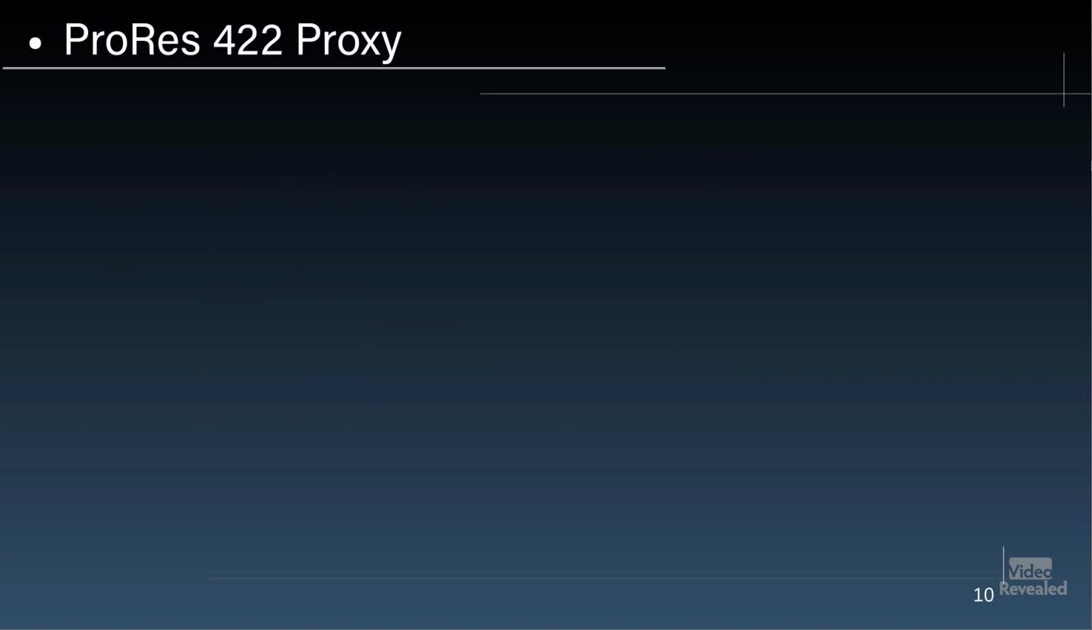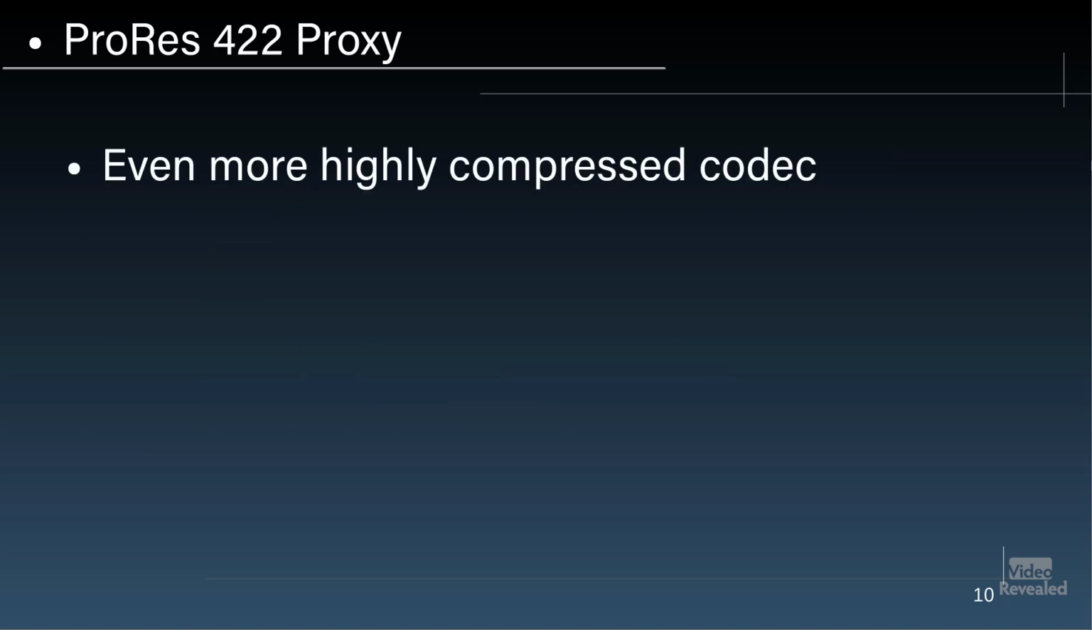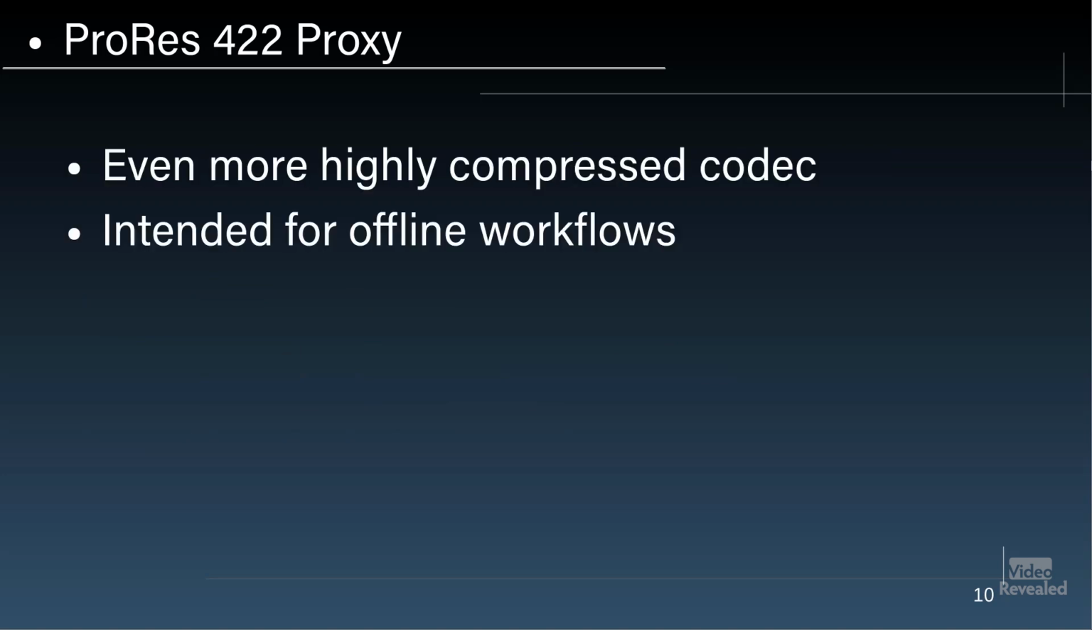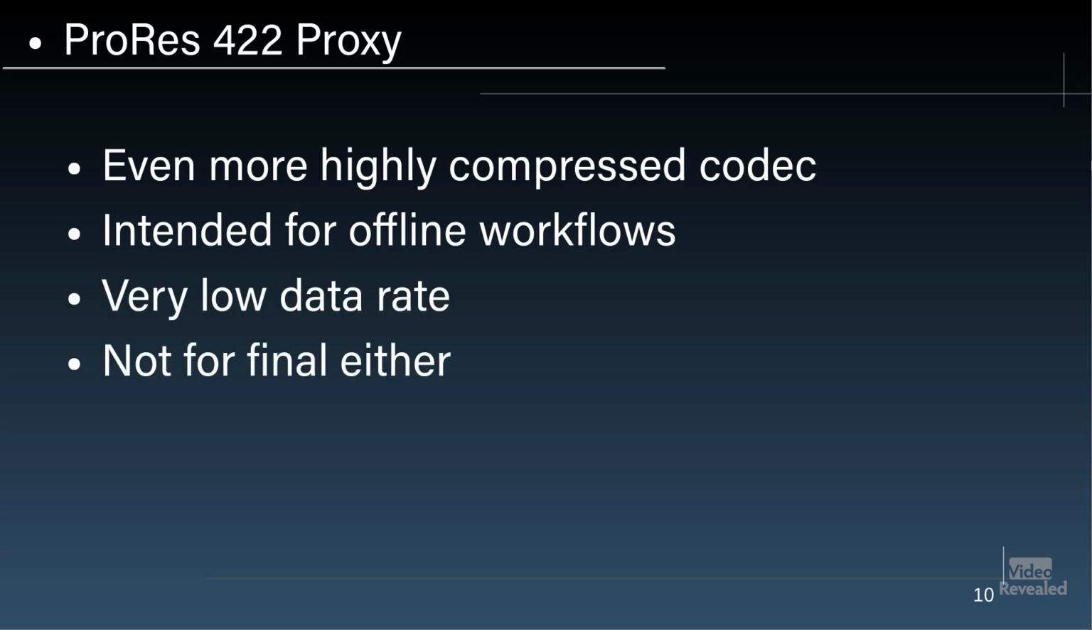Since then, Apple created ProRes 422 Proxy, which is even more highly compressed, intended for offline workflows, very low data rate, not for final either. So this is a great format, and some cameras actually will write a proxy, a ProRes proxy, while they're recording the original. And so you can link up the two. You can edit the proxy and have it swap out using like Premiere Pro's proxy workflow.